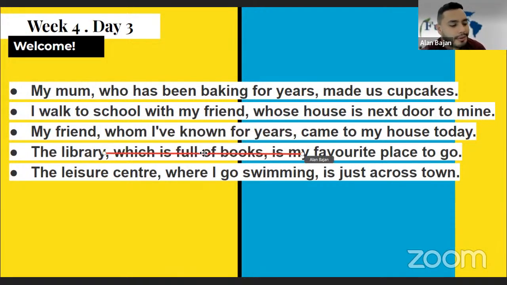The library is my favorite place to go. But the library, which is full of books, is my favorite place to go. But this is extra information. Which is full of books is extra information. I didn't ask that. Nadie le preguntó si la librería estaba llena o vacía, pero lo dijo. Because it's not defining. La información que dice no define. It's just extra information. Make sense?